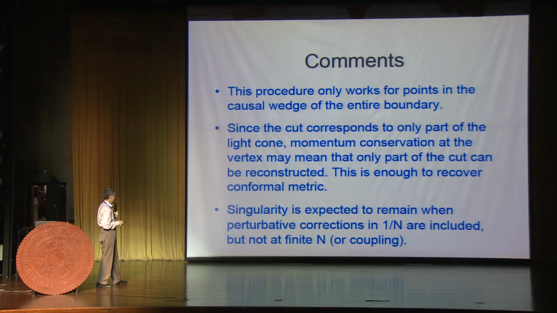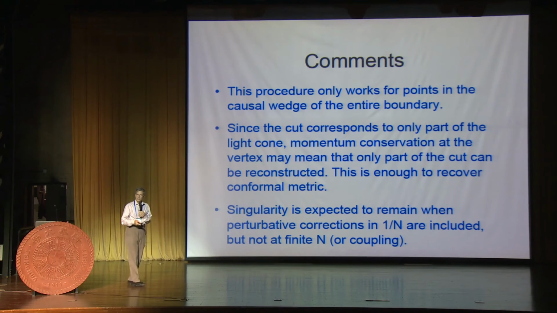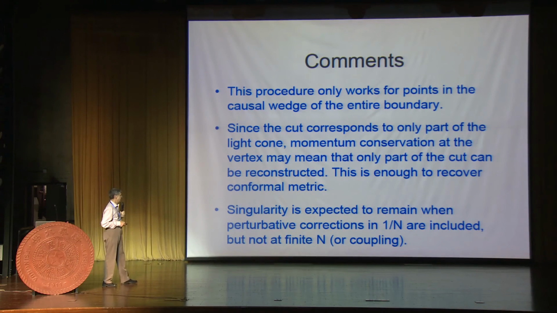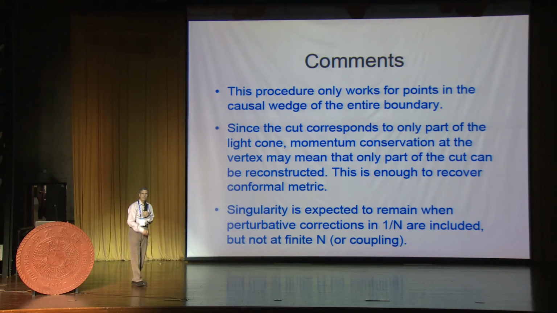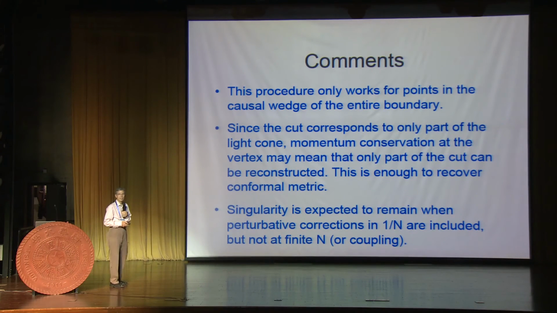And then finally, you can ask about perturbative corrections. The singularity is there in the classical limit. That's the usual large n limit. It's expected to remain when perturbative 1/n corrections are included, but not at finite n. At finite n, we have real quantum gravity. We don't expect to locate points. So we're not going to be able to use this to say anything at finite n.